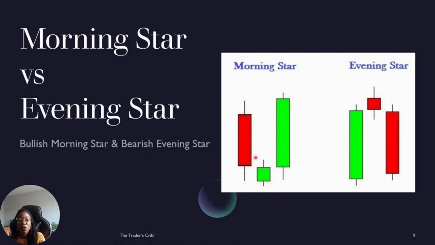Again, I'm saying be careful because a lot of times dojis can come up and be potential fakes. They don't really give a strong indication of which way price is going. It's usually telling you that price is confused and not sure where it wants to go next.